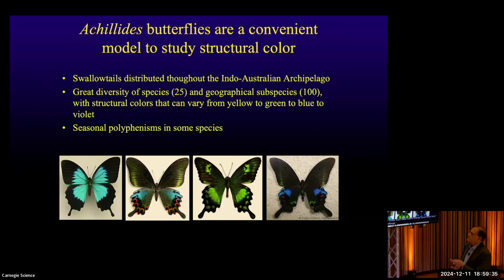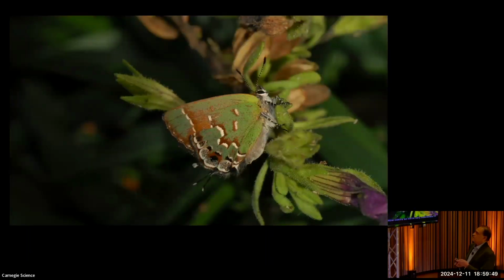One of the neat things that we study is that this group of butterflies, in fact, can tune the spacing of those layers and the geometry of the dimple to make colors that go anywhere from a purple to a yellow color. So we're very interested in how they can do all of that. Another great example are, again, these little green hairstreak butterflies. So again, they're green, but they do it in a very different way.